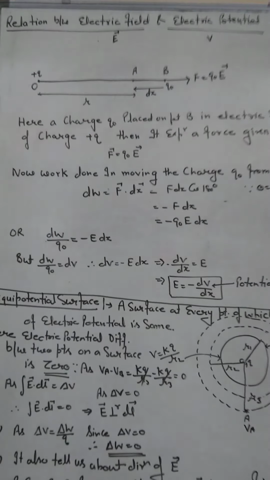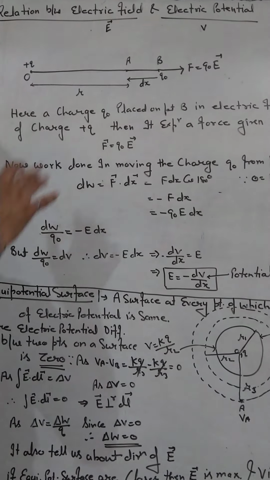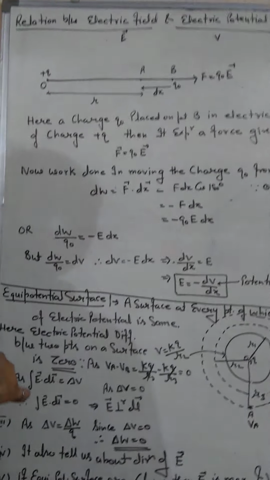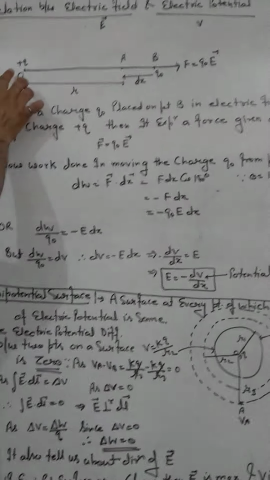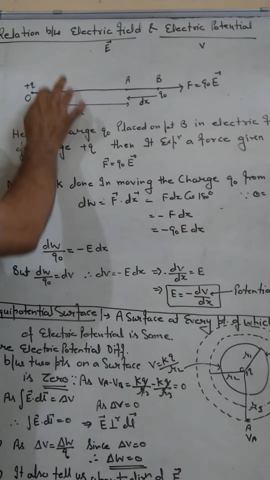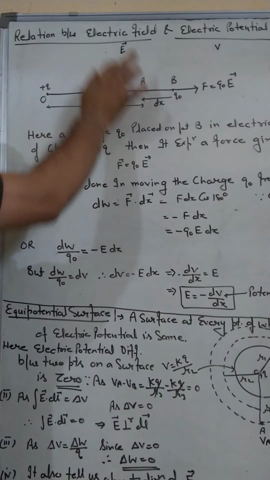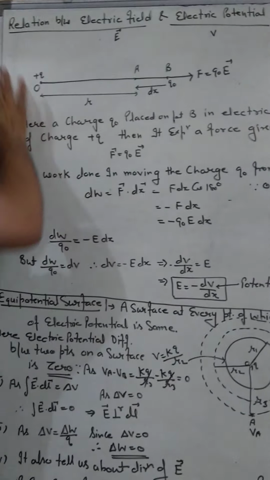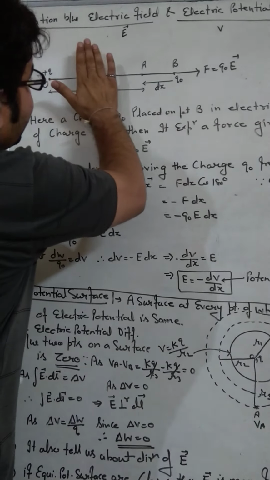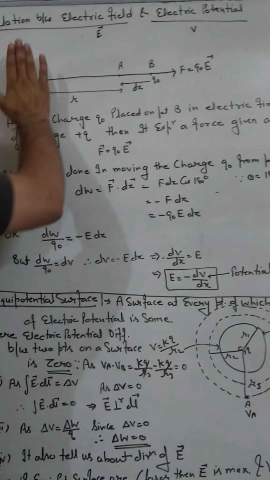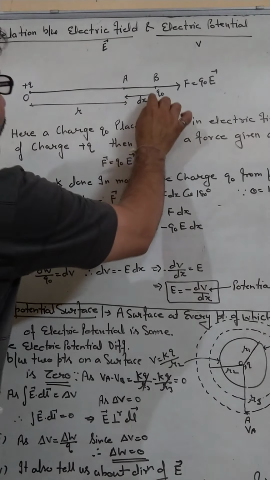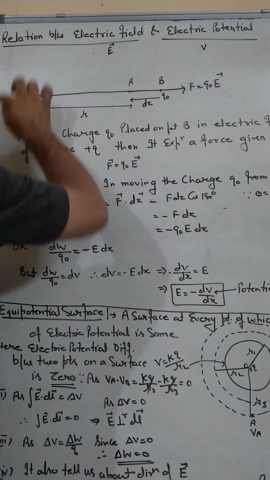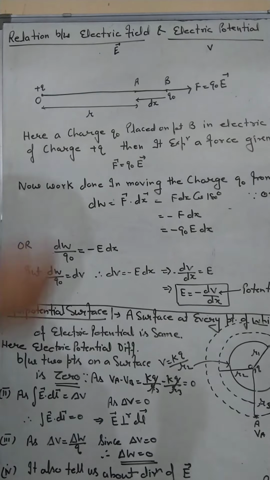Now to derive its relation, let us start. There is a point O at which a plus Q charge is placed. A positive charge will produce an electric field around it, which is strong near the charge, but as the distance increases, the electric field vanishes. We know that. Point B lies in the field area of the plus Q charge.